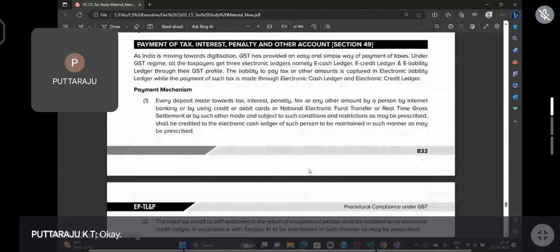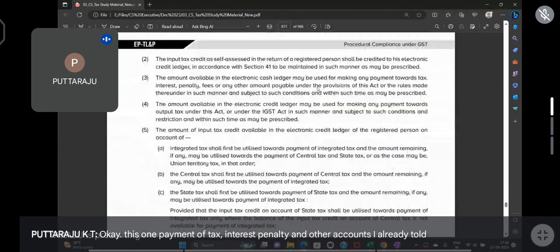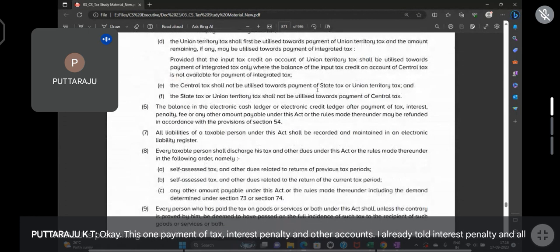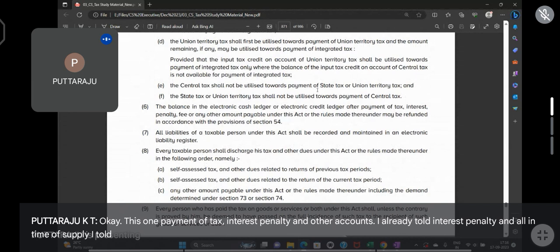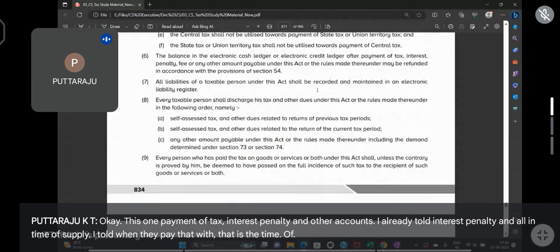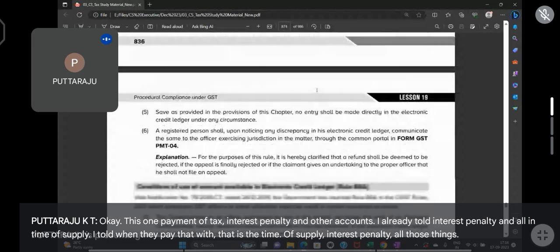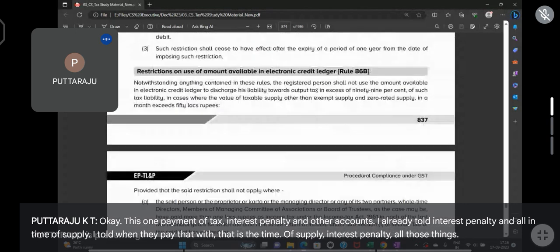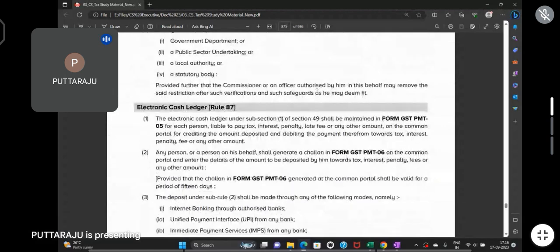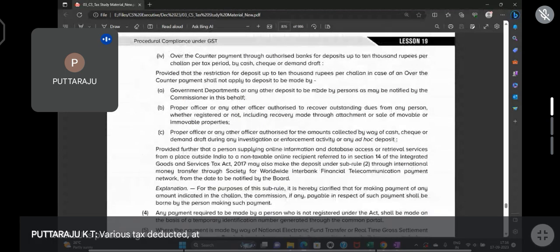Okay. This one, payment of tax, interest, penalty and other accounts, I already told. Interest, penalty and all, in time of supply I told. When they pay, that is the time of supply. Interest, penalty, all those things. Where is tax deducted at source? TDS.